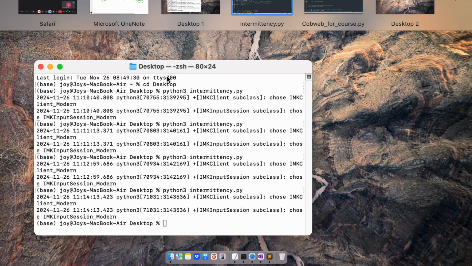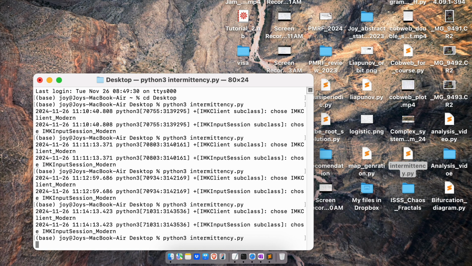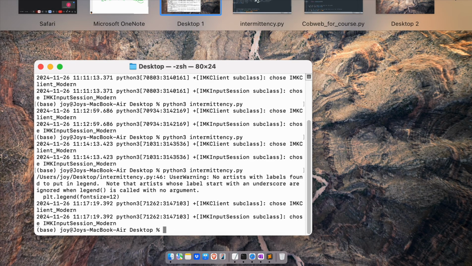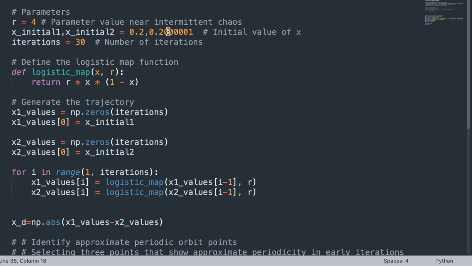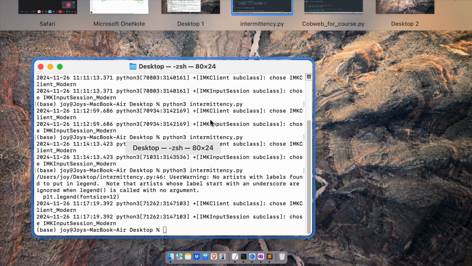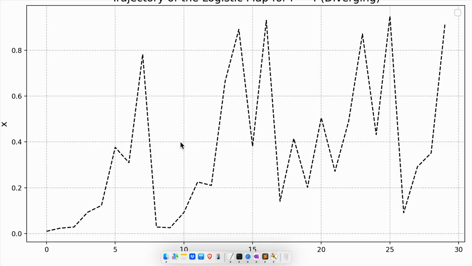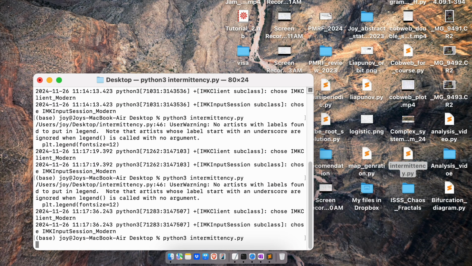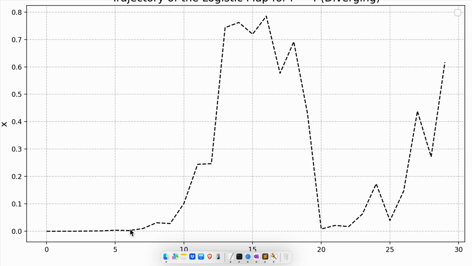Okay, let's see. As it is showing, let's start from point 2 1. You will see that the difference between the initial conditions starts diverging within very few iterations. Now let's see the second case, 0.001. You will see that they remain close to 0, even after 5-6 iterations.